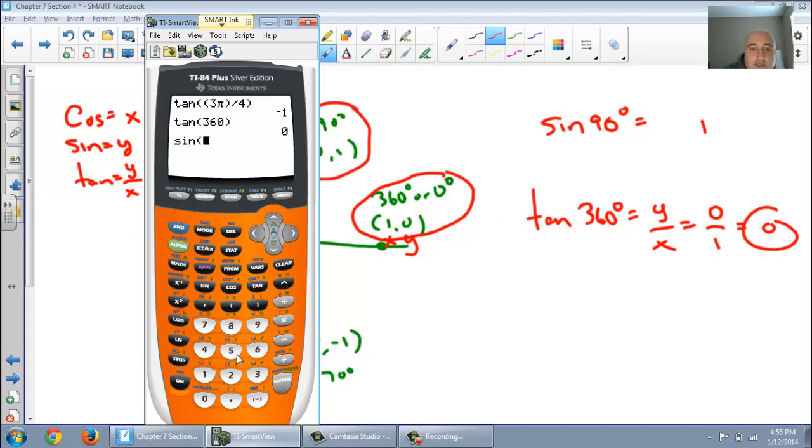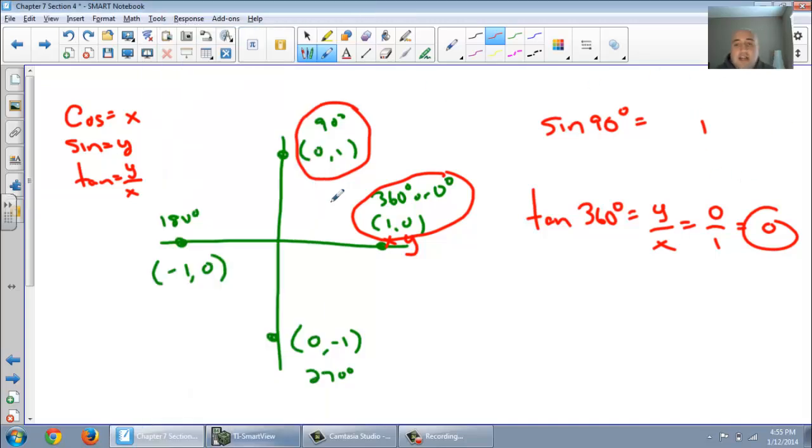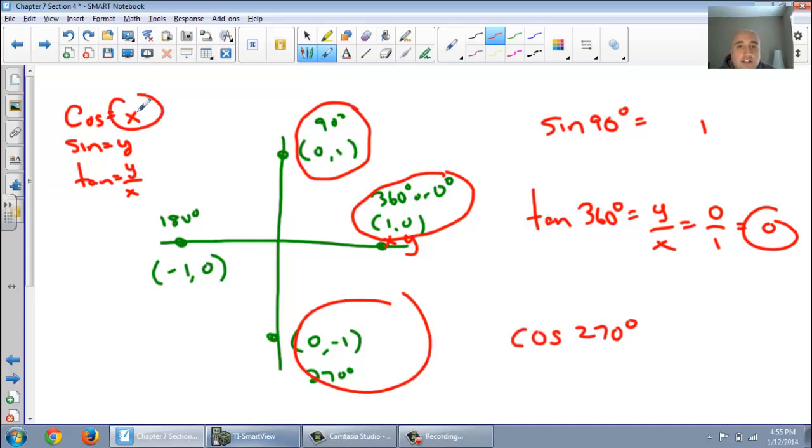Sine of 90, like the one that we just did. 1. So these are easy. Last one. Let's do the cosine of 270 degrees. Here's 270. Cosine is x value. What's my x value? My x value is 0. There it is. There's my answer.